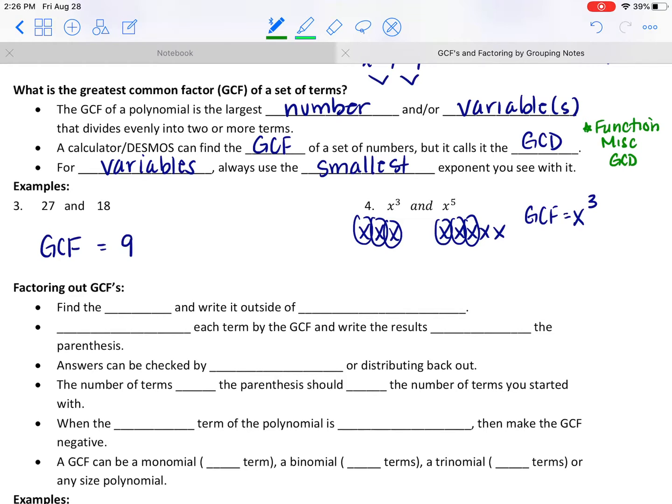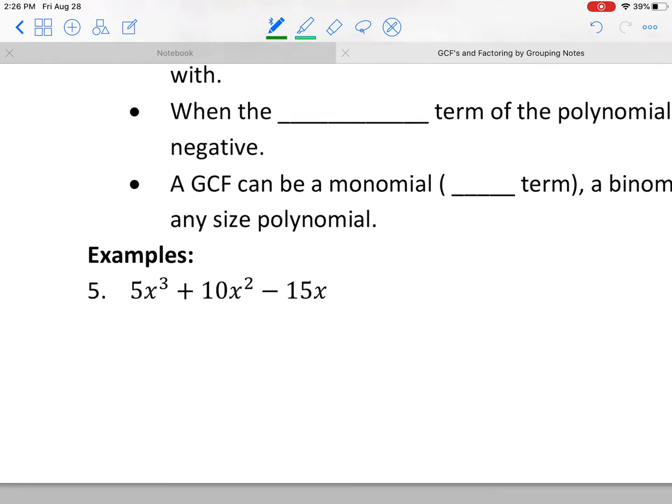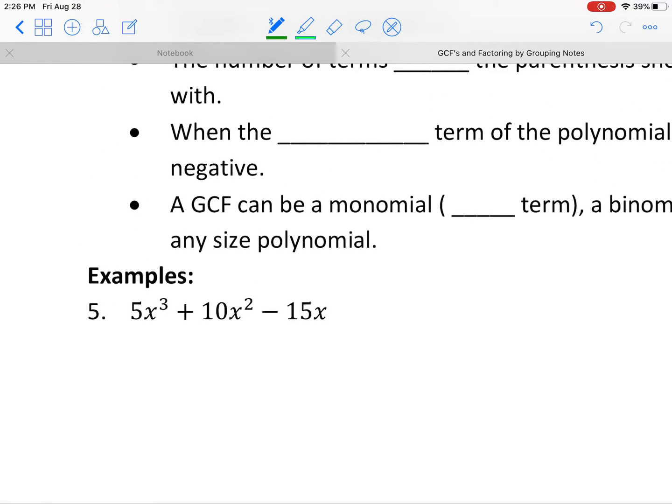Okay, so hopefully we're feeling all right with this. Now, identifying the greatest common factor is one thing. Remember, the whole goal for what we're doing here is factoring. It's not just identifying a greatest common factor, but it's using that knowledge to factor our polynomial. So how do we go about factoring? Okay, let's jump down to this example number 5 here.